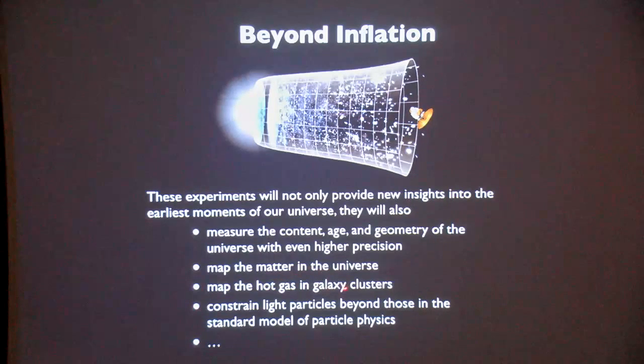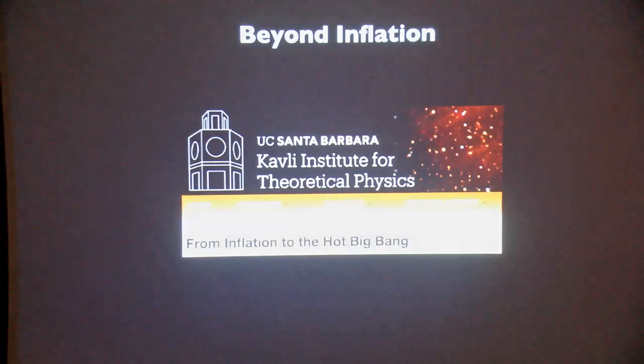You can also map the hot gas in galaxies from this, just because the photons interact with the hot gas. They get heated a little bit. It causes a spectral distortion away from the nice black body that I was showing earlier that can be detected. It constrains particles beyond the standard model. So there's really a lot that we're hoping to learn from these experiments.